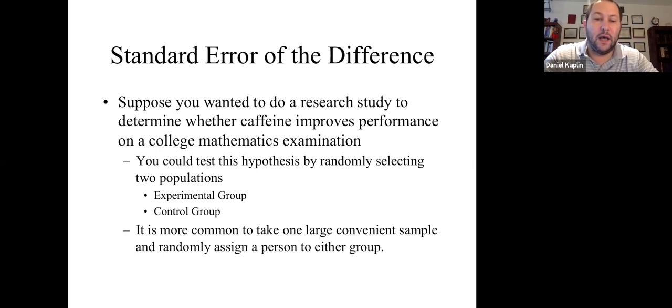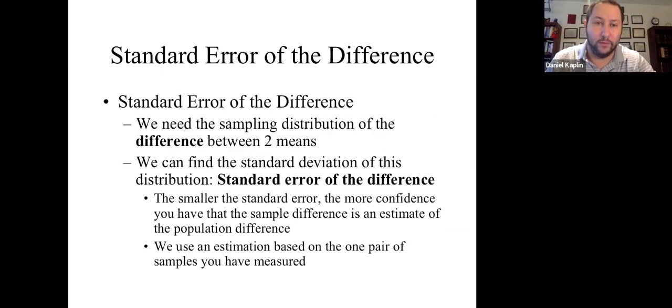Now, it's important to understand that most of the time we don't have probability sampling. We rely on convenience sampling. So we take volunteers and then we randomly assign them to either group.